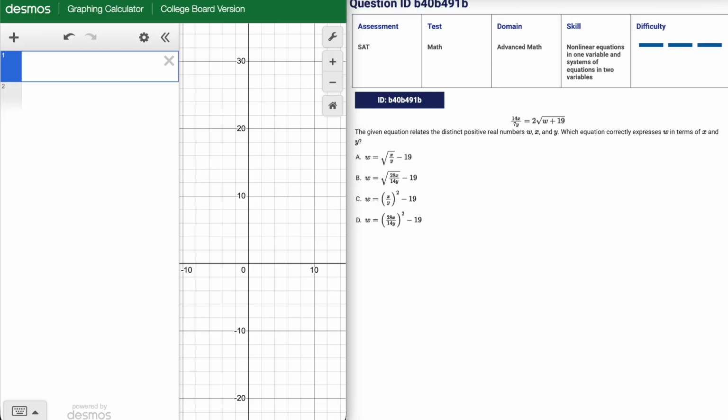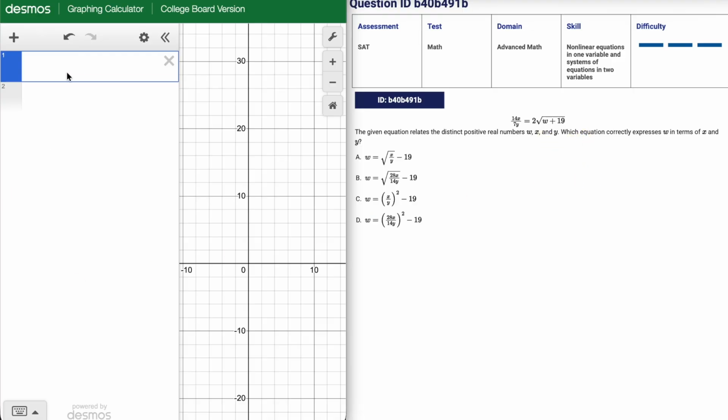So hopefully you tried the problem. Now we'll go over it. The given equation relates distinct positive real numbers w, x, and y. Which equation correctly expresses w in terms of x and y? If you do this by hand, the algebra would be very difficult, and you could make a lot of mistakes. It's doable, but you might make some mistakes, so it's better to just use Desmos.